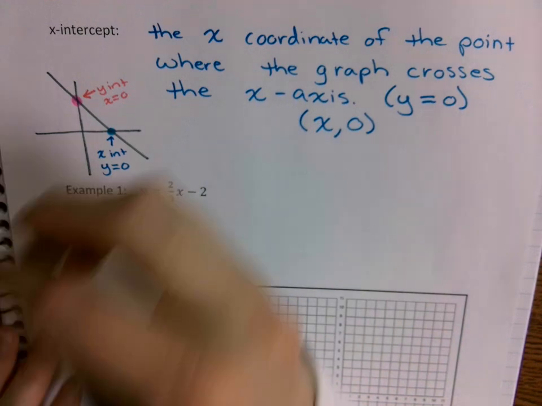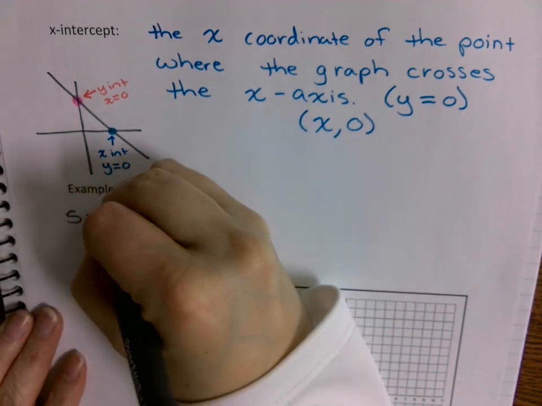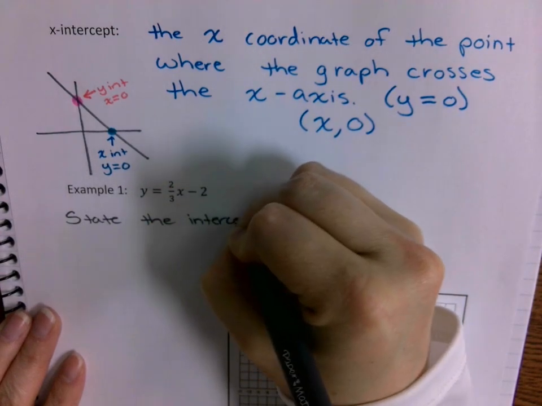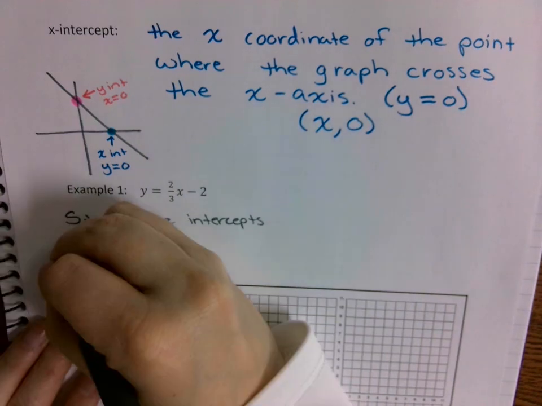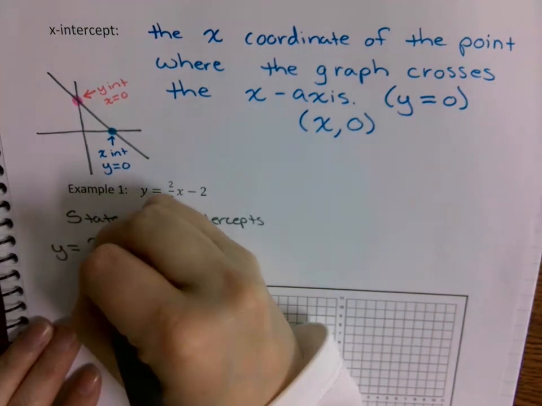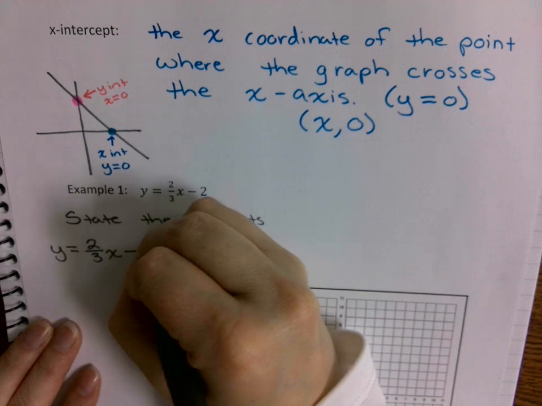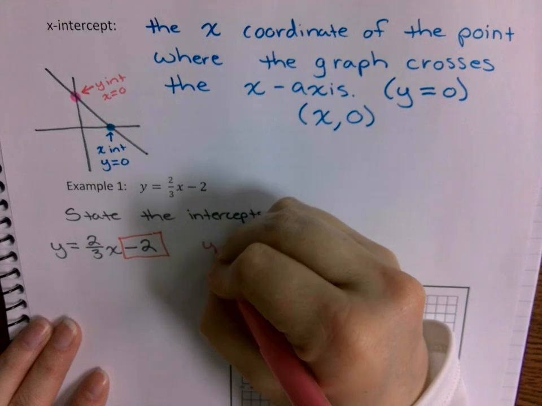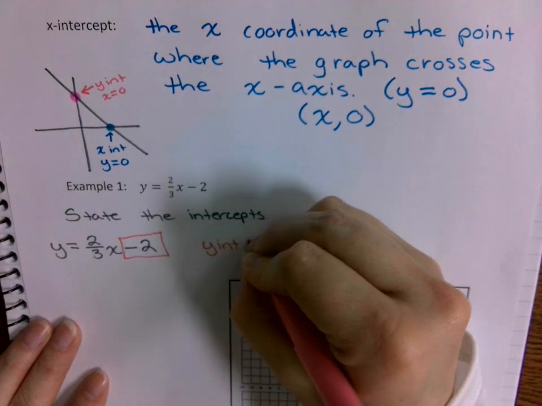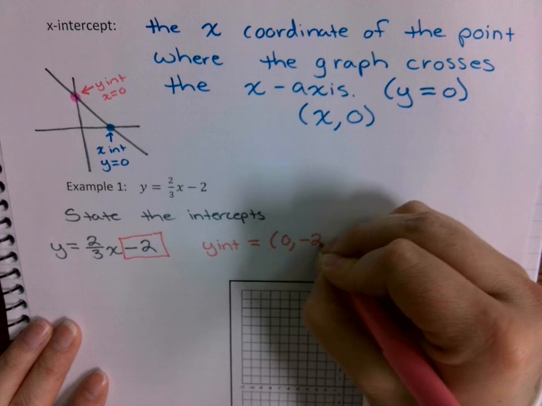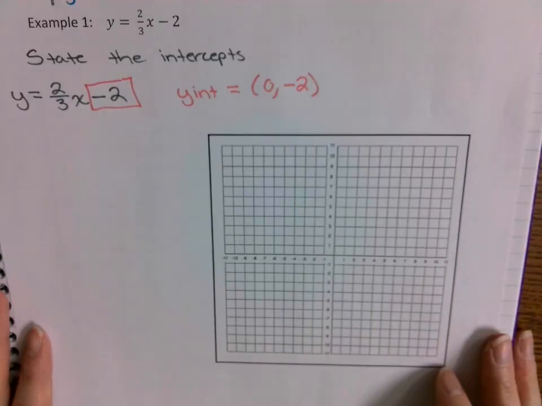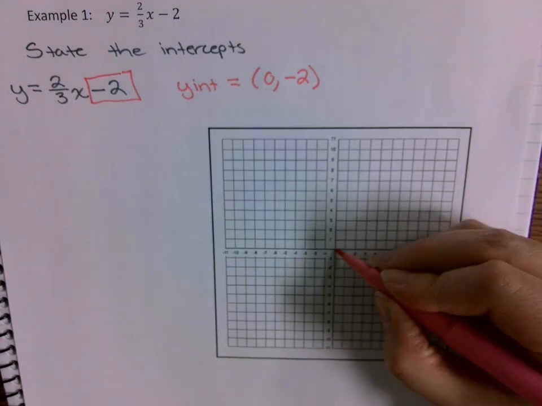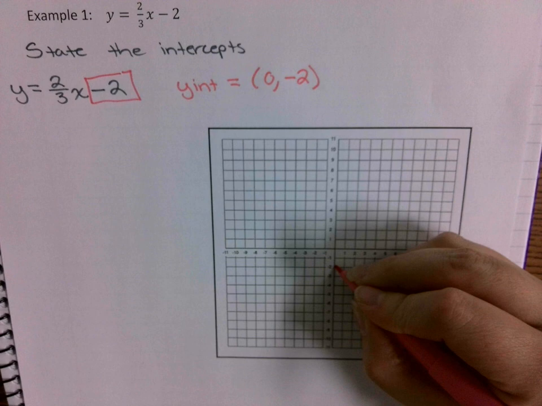So here, let's go ahead and write down that we're going to state the intercepts. So when we're given the equation y is equal to 2/3 x minus 2, we already know that that minus 2 happens to be our y-intercept. And it's located at the point 0, -2. So I can right now just go ahead and graph that point. I can graph 0, -2. I would start at the origin and just go down 2 spots. And that's where 0, -2 is going to be located.